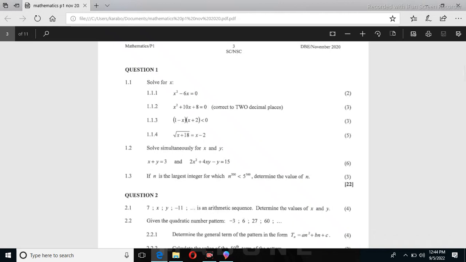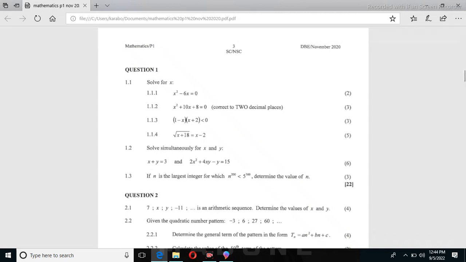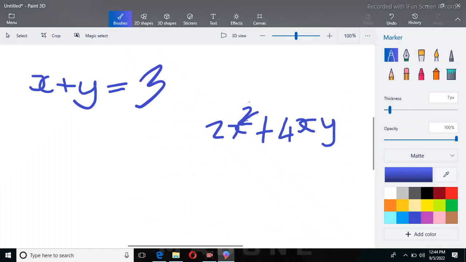All right, it's minus y is equals to 15. So it's minus y is equals to 15. I'm going to write it here. Minus y is equals to 15. Now, guys, I need you to understand something.